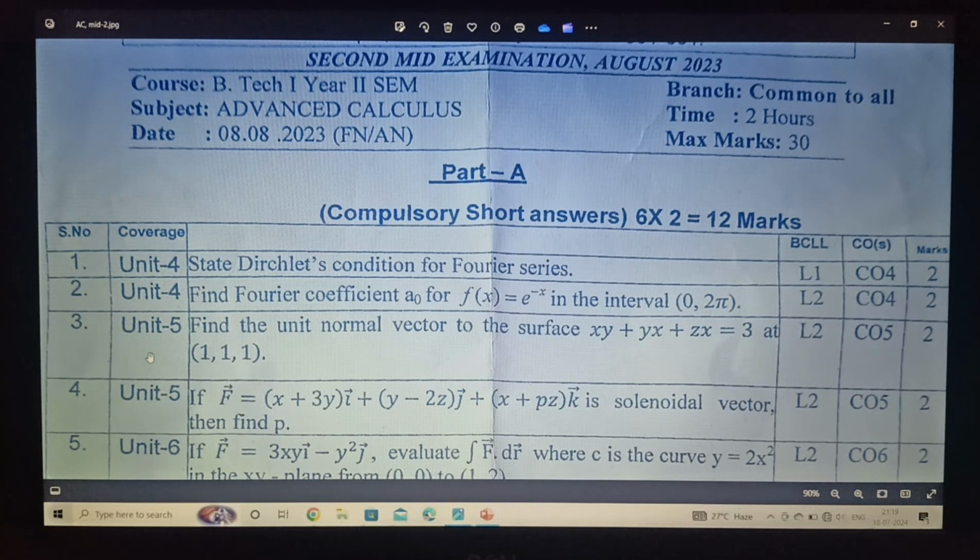Next, from unit 5, the third question: find the unit normal vector to the surface. For a given surface, we have to find the unit normal vector. Next, from unit 5: if f bar is a given vector field and it is a solenoidal vector, then find the value of p. This is also a very important question.